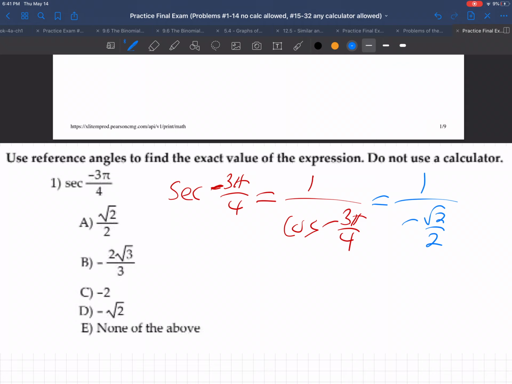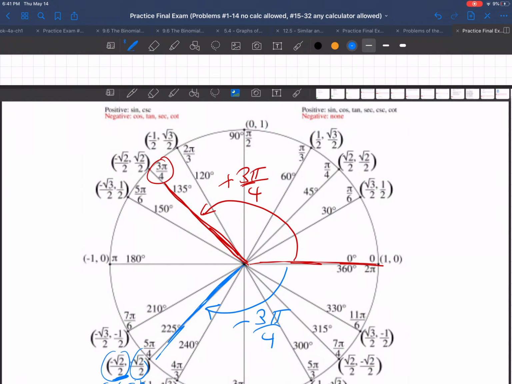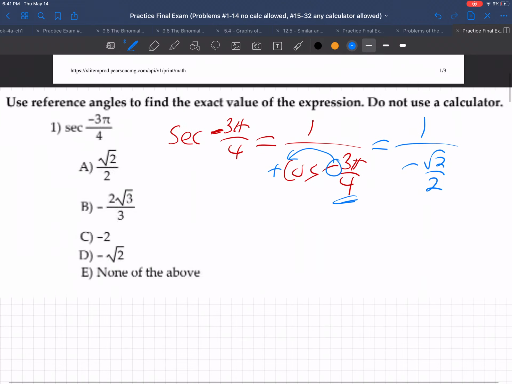Or we could have just remembered the principle that negatives inside cosine just come out to be positive, and we can just look for 3 pi over 4 anyway. 3 pi over 4, cosine right there, same value. Either way you want to do it.